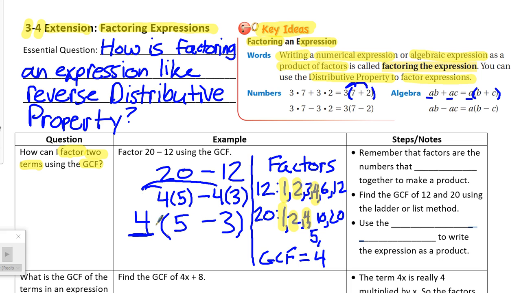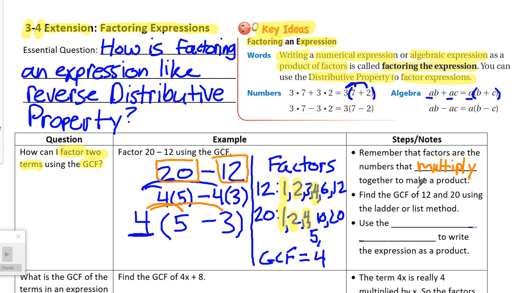But if we went backwards, 4 times 5 is 20, minus 4 times 3 is 12, right? So we've kind of taken an expression that's already had the distributive property done to it, and then we're undoing it. We're going backwards to where the problem was before we used distributive property. Okay, remember that factors are the numbers that blank together to make a product. How do we get a product? We multiply numbers.